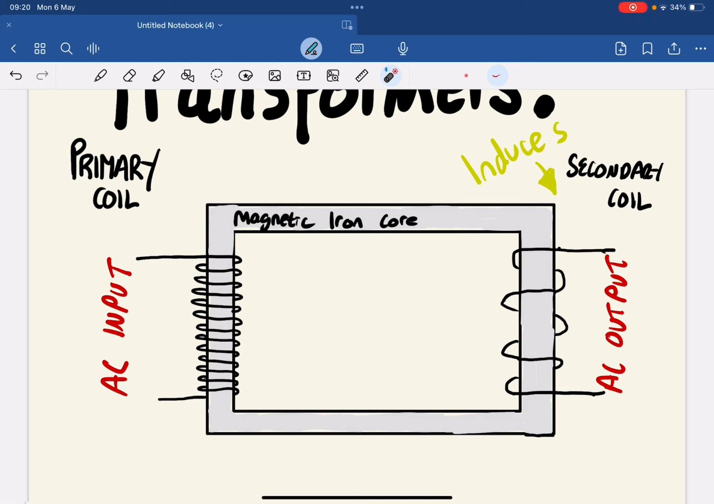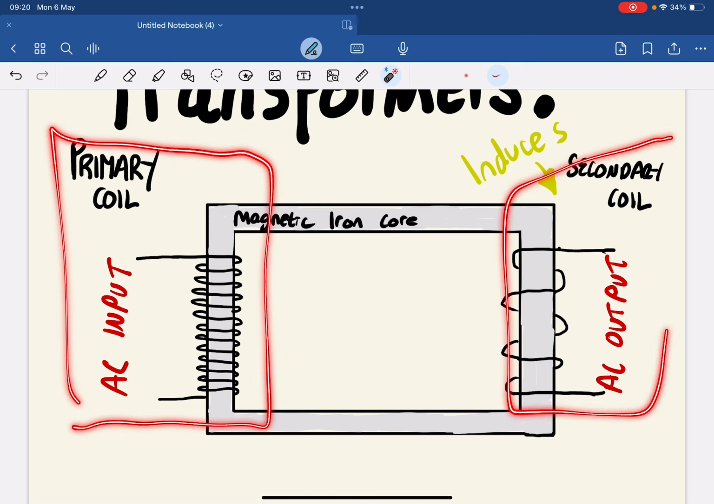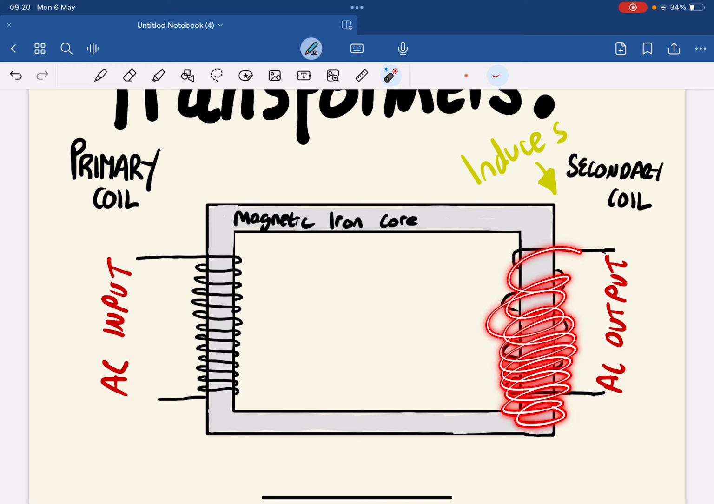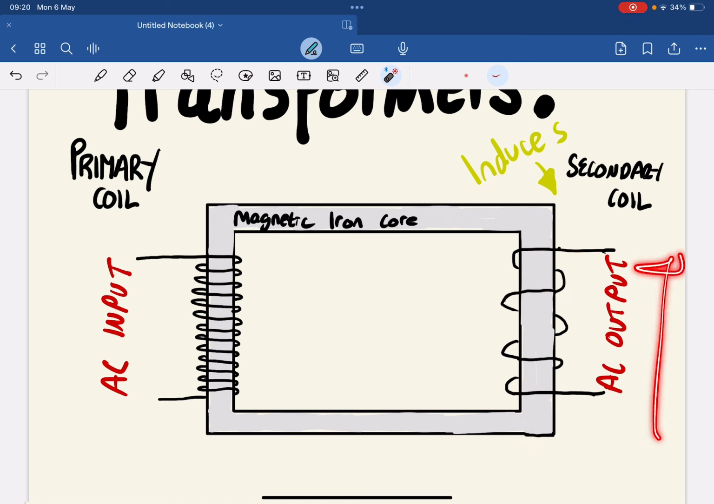So we've got here a simple transformer. Some other key things we've got to know: we've got our primary coil here, and we have what's called the secondary coil here. Now, if there are fewer coils on the secondary, like there are here, it means it is a step down transformer. But if there are more coils on the secondary, it will be a step up transformer.